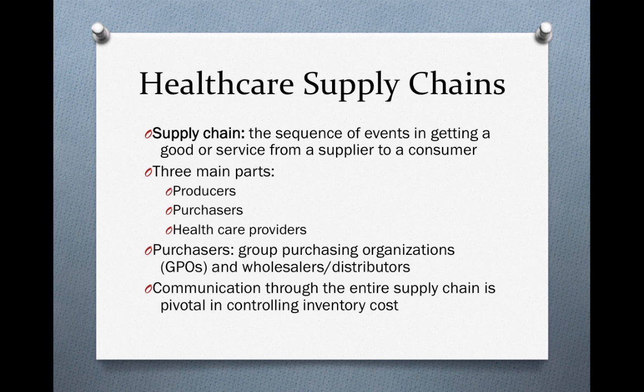Another important aspect in inventory control are supply chains. A supply chain is a sequence of events in getting a good or service from a supplier to a customer. 3 main parts of healthcare supply chains include producers, purchasers, and healthcare providers. Purchasers are a group of purchasing organizations, or GPOs, and wholesalers or distributors. Communication through the entire supply chain is pivotal in controlling inventory costs.